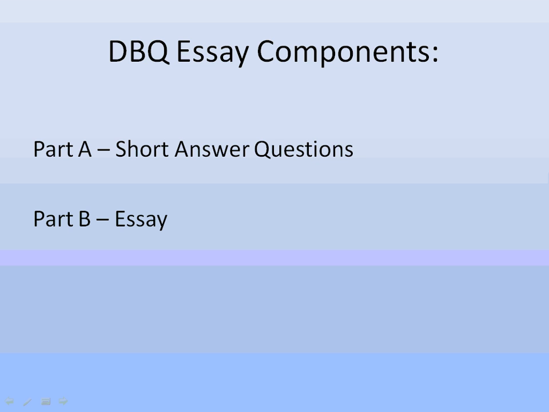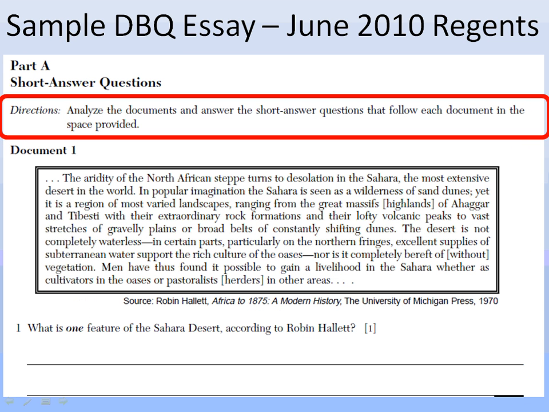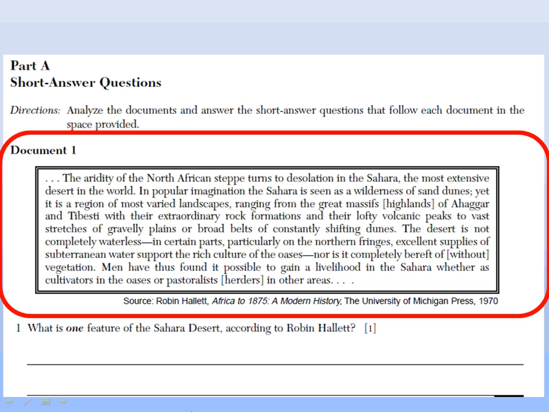All right, let's take a look at the sample of Part A that I was going to show you, and this is from the June 2010 Regents. If you look over here to the top, it shows you Part A, short answer questions, and then highlighted in red are the directions. They say analyze the documents and answer the short answer questions that follow each document in the space provided. If you move down, you see your first document, Document 1.